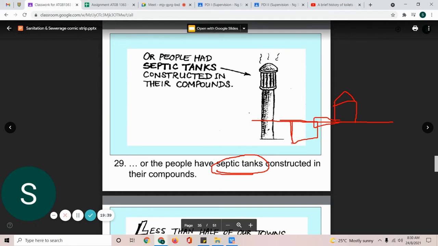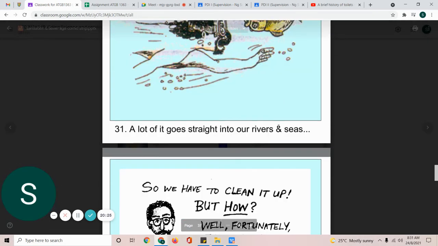So it's just an underground tank, with a pipe leading to the underground tank. Once this is full, they actually have an opening here. Then a truck will come over, put the pipe in, and it will suck up all the sewage inside this tank. It will be underground, and there will be an opening here, so a pipe can go down to suck up all the sewage.